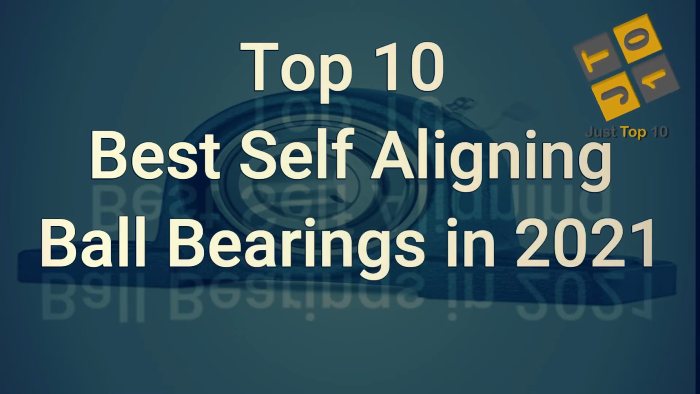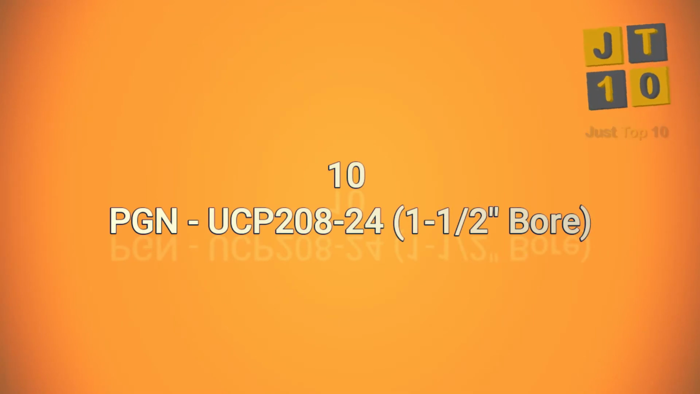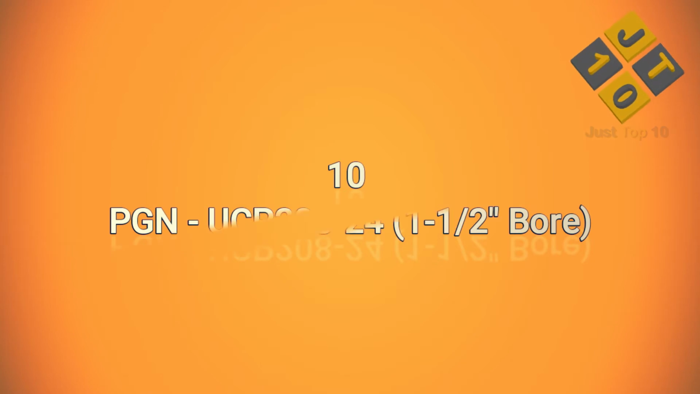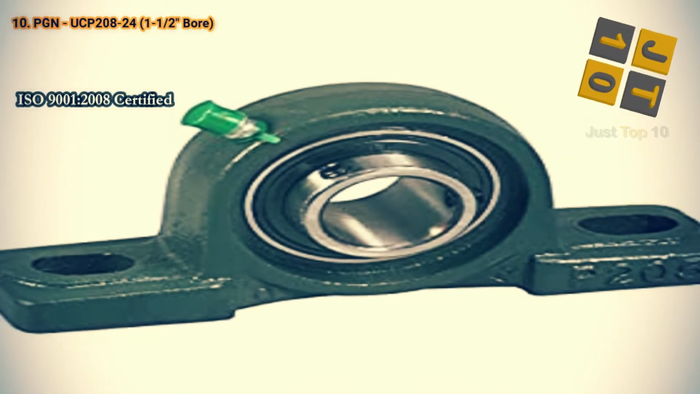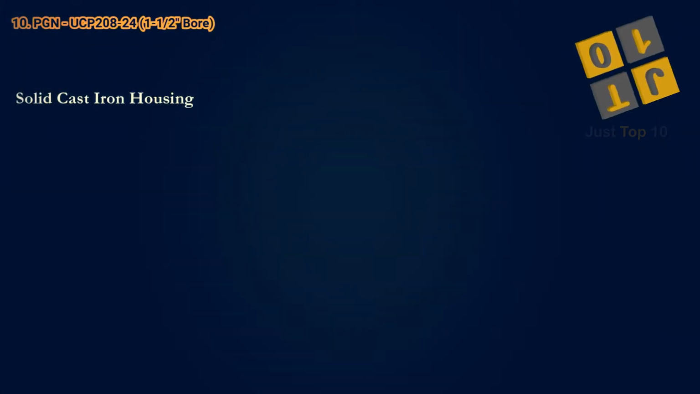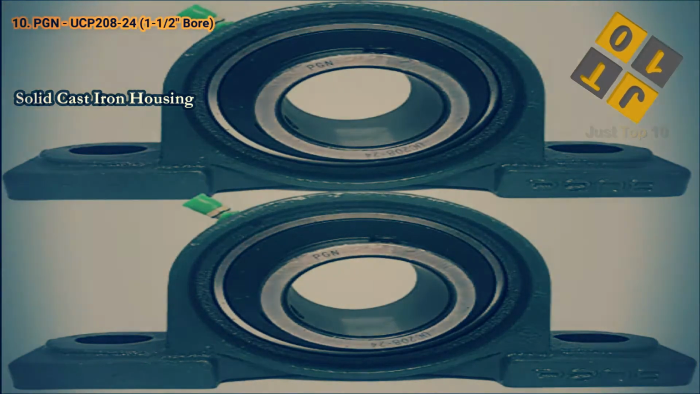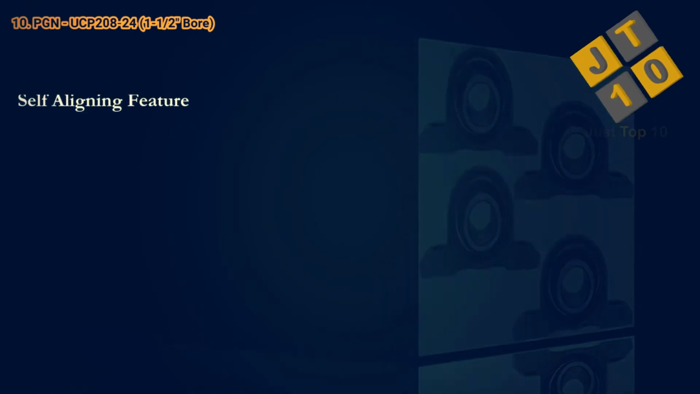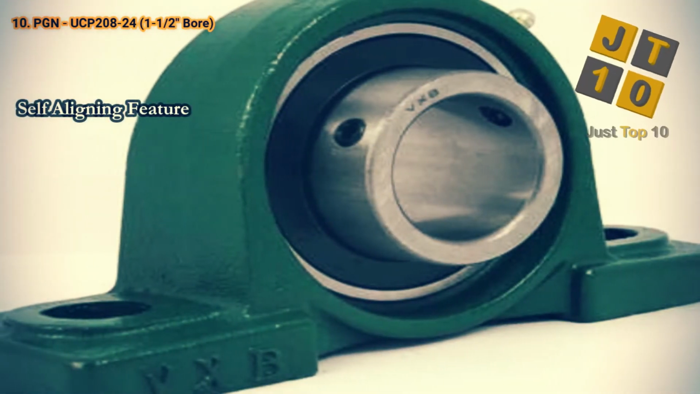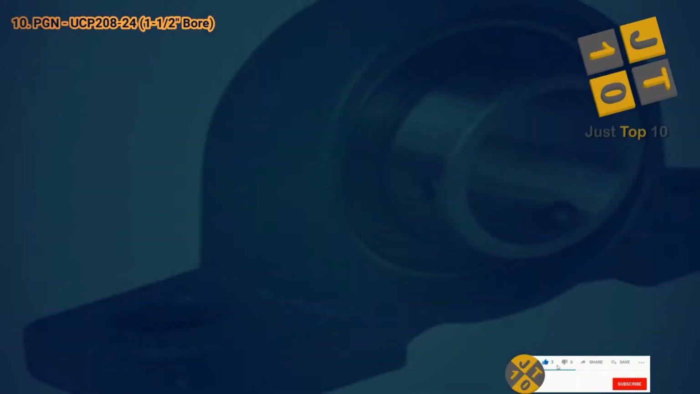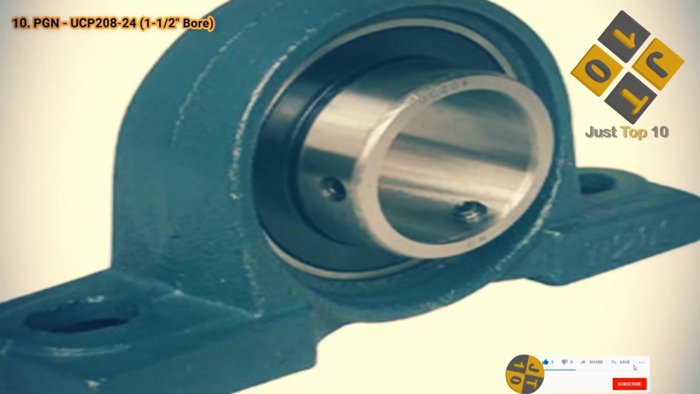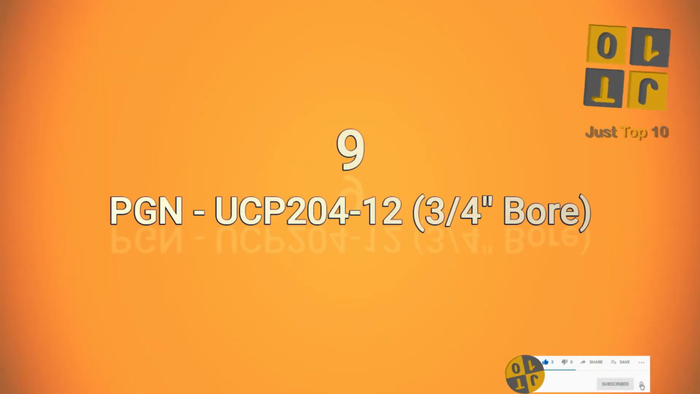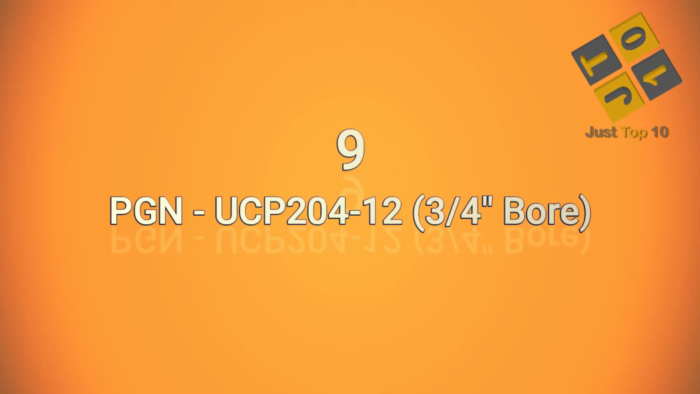Top 10 Best Self-Aligning Ball Bearings in 2021. On number 10, PGN UCP20824 1.5 inches bore ball bearing. On number 9, PGN UCP20412 0.75 inches bore ball bearing.